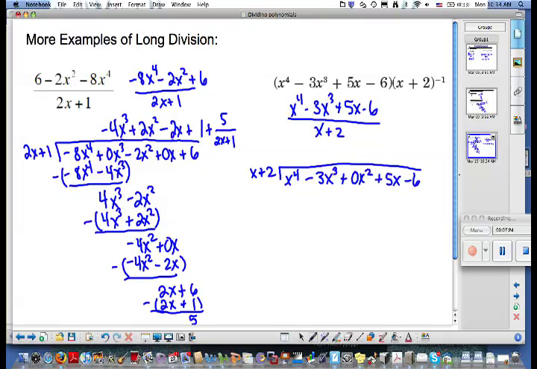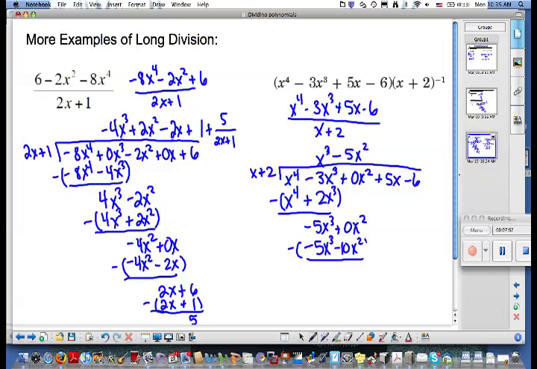X needs to be multiplied by x cubed in order to get x to the fourth. So that'll be x to the fourth plus 2x to the third. When we subtract, x to the fourth minus x to the fourth cancels. Negative 3x cubed minus 2x cubed is negative 5x cubed. Bring down the 0x squared. X needs to be multiplied by negative 5x squared, giving you negative 5x cubed minus 10x squared. When we subtract, 5x cubes cancel. 0x squared minus a negative 10x squared is 10x squared.